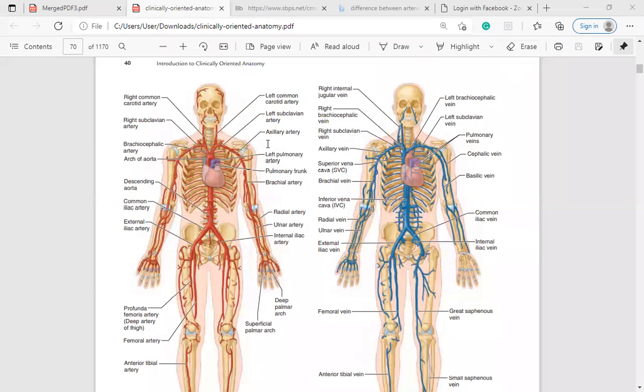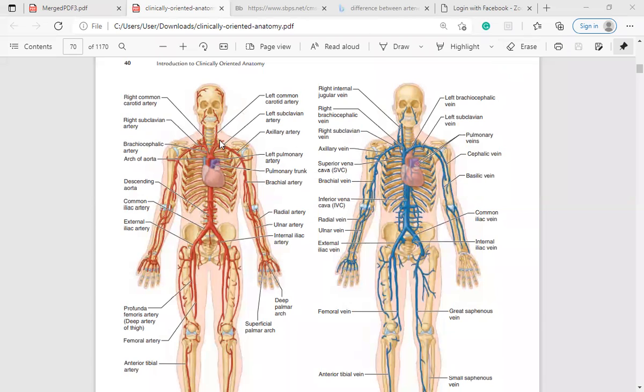Okay, good. So we are looking at the general circulation, all the arteries and the veins, the major arteries and the veins that supply the different parts of the body and drain the different parts of the body. So we already mentioned that the artery that goes to the head and the brain is the common carotid artery, which we find here in the neck region. Okay, and we have the left common carotid and the right common carotid artery.